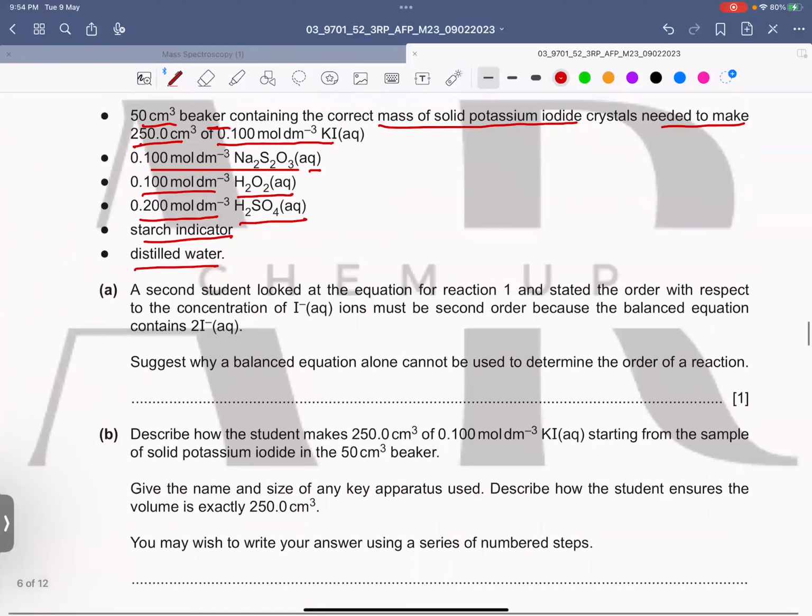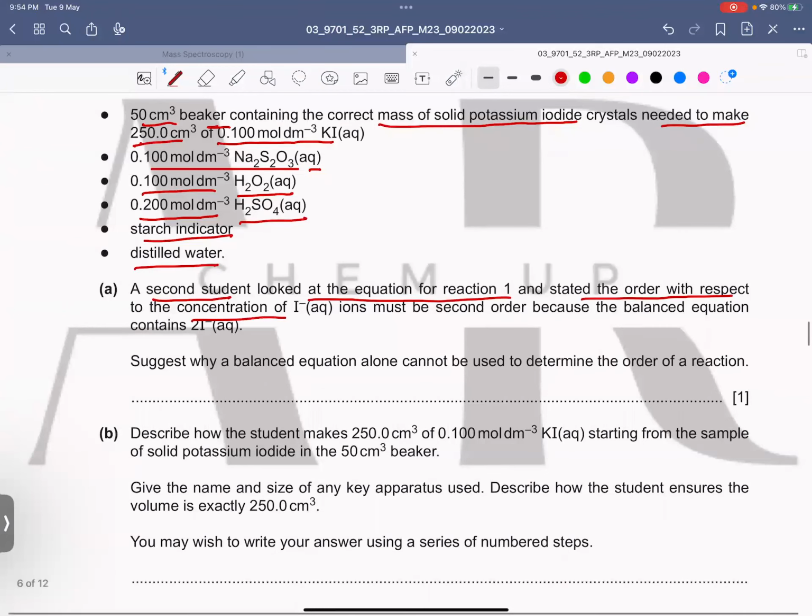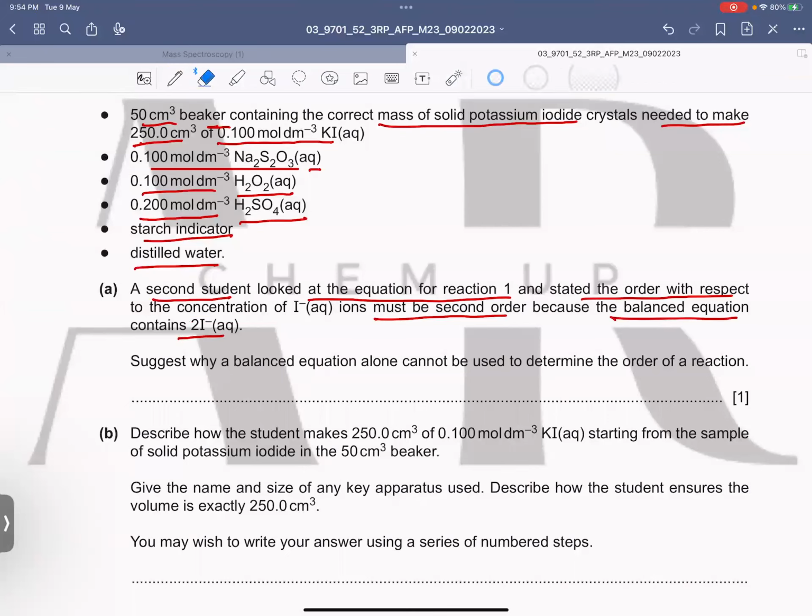A second student looked at the equation for reaction 1 and stated that the order with respect to the concentration of iodide ion must be second order because the balanced equation contains 2 moles of iodide ions. Suggest why a balanced equation alone cannot be used to determine the order of a reaction. Who is going to suggest? That's what we have discussed in reaction kinetics as well. Can anyone remember? It depends on the slowest step.